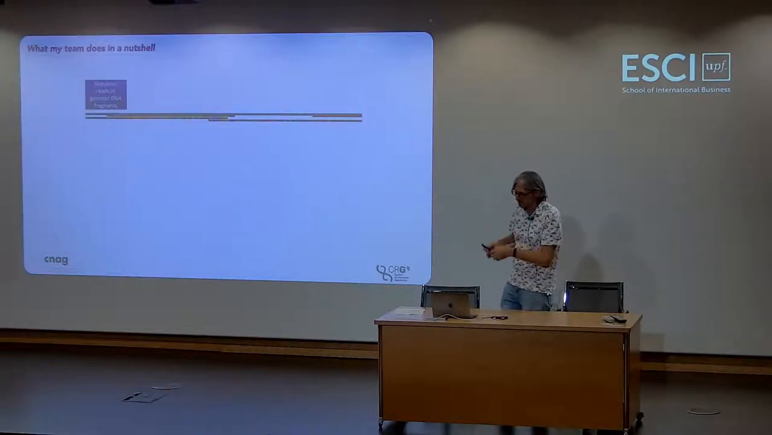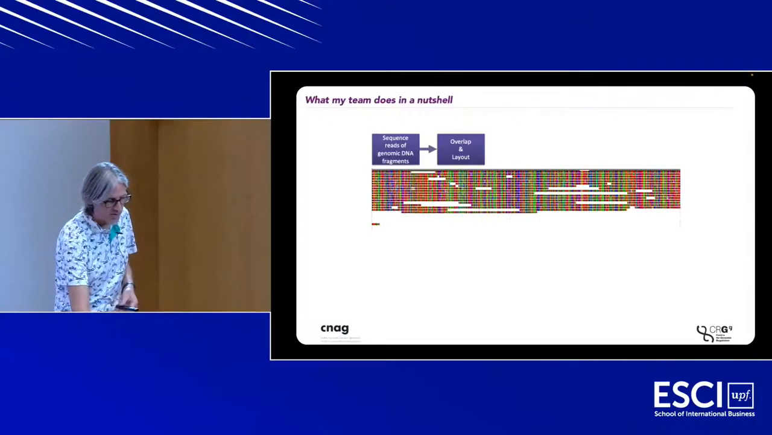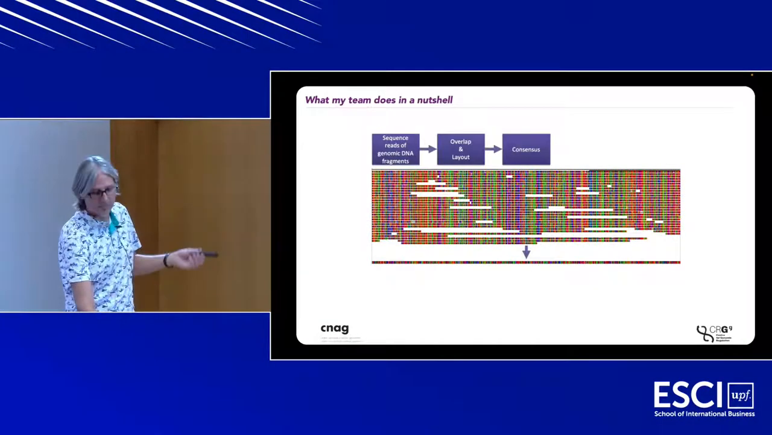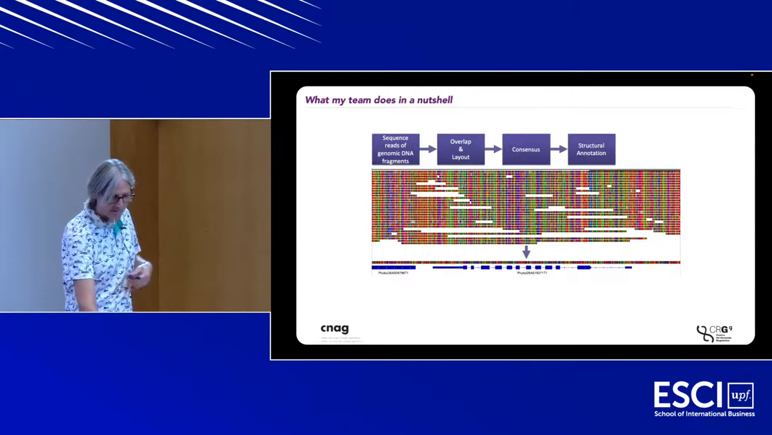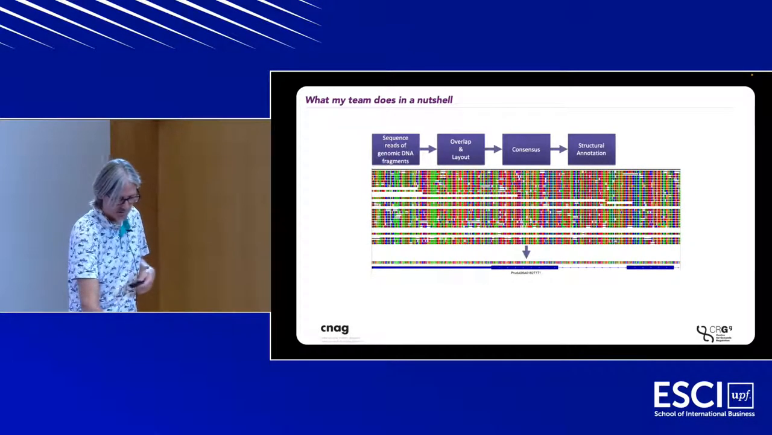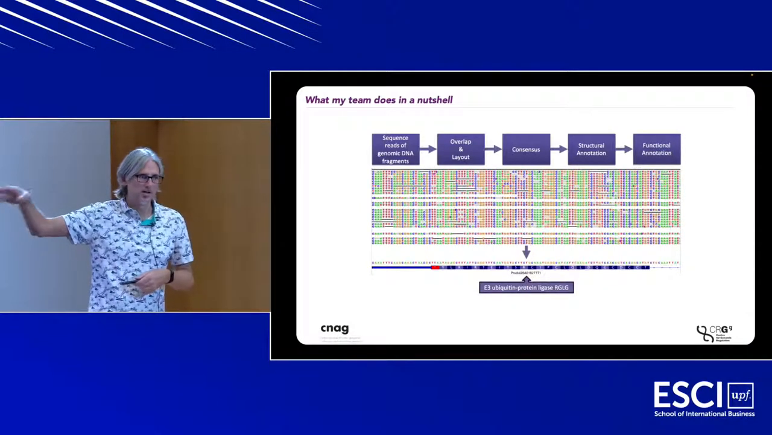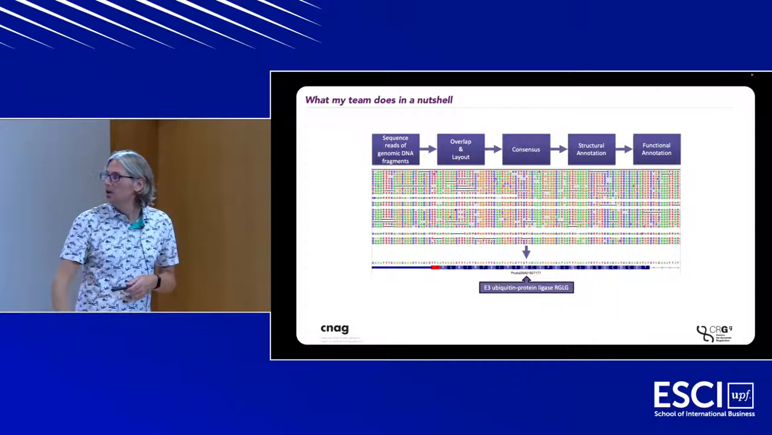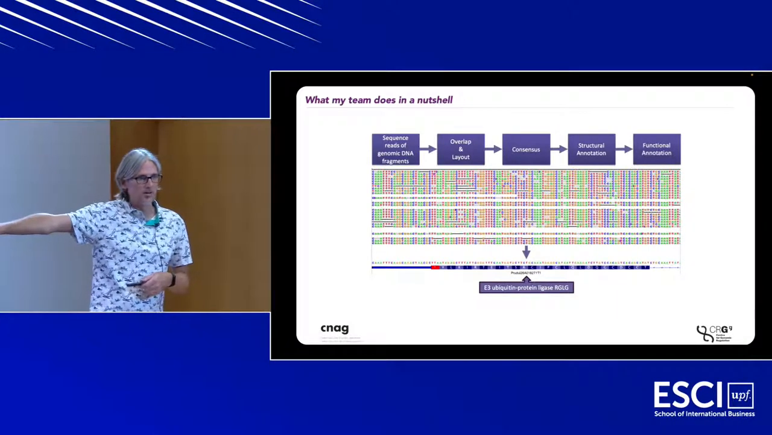Again, this is idealized, so I'm just going to skip through this slide. Basically, we take all those reads, find the overlaps. Okay, I'm going to move on. Call the consensus, and then we annotate the genome. So this is everything our team does, and we assign functional annotations to each of the gene models. Okay, in the last part of the talk, I'll talk about genome annotation.